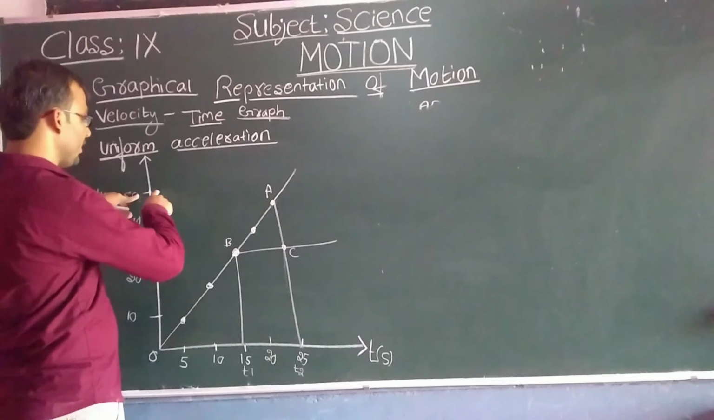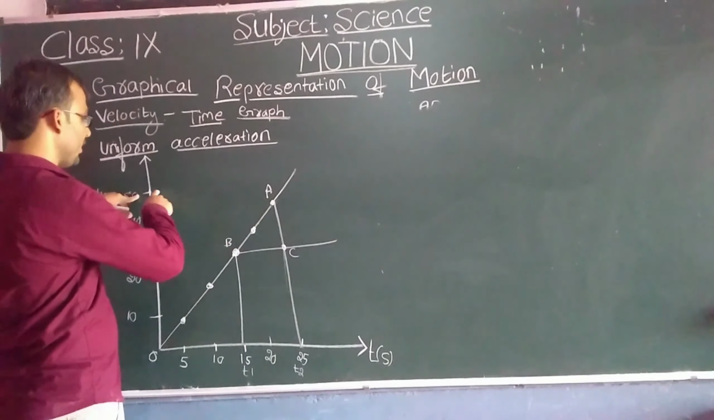You are calculating the acceleration at these 2 points. Look at the corresponding velocity at the point C, that is 30 meters per second. So here we can take this as U, the initial velocity, and look at the velocity at the point A, 50 meters per second. So we can take this as V. Now acceleration equals V minus U divided by time.